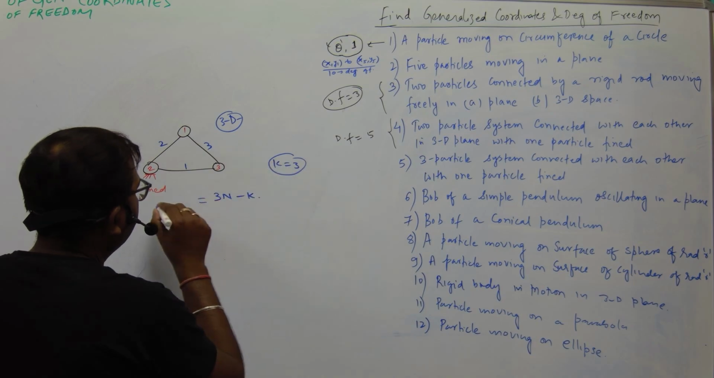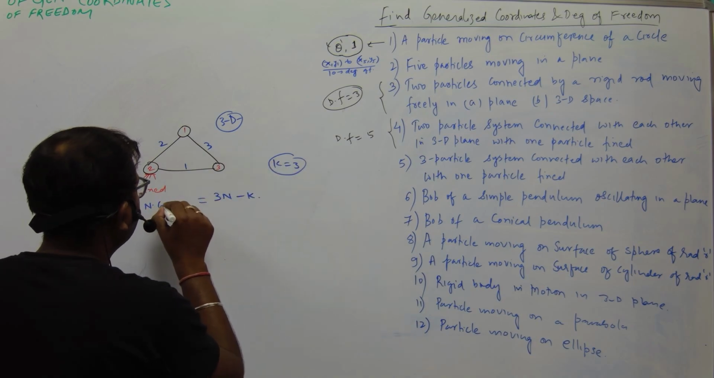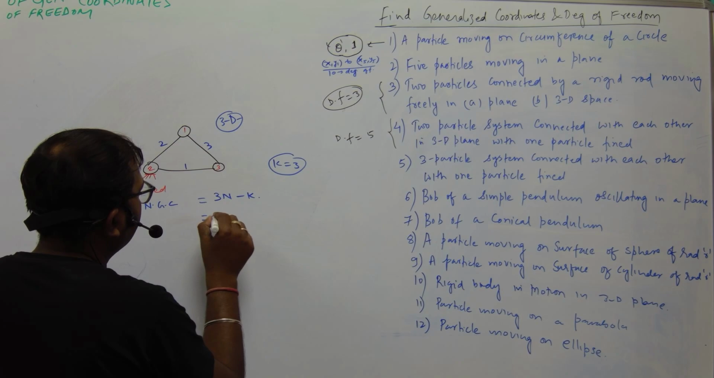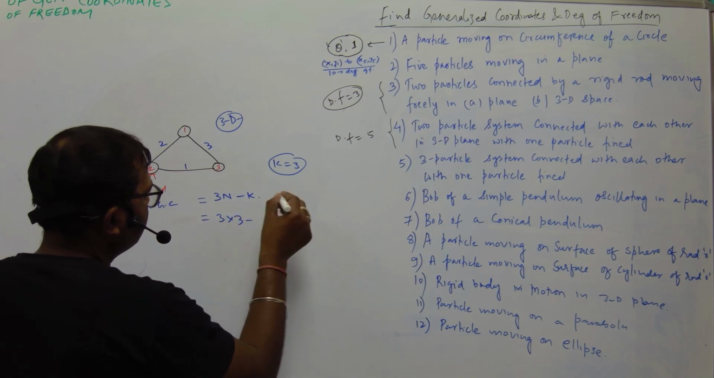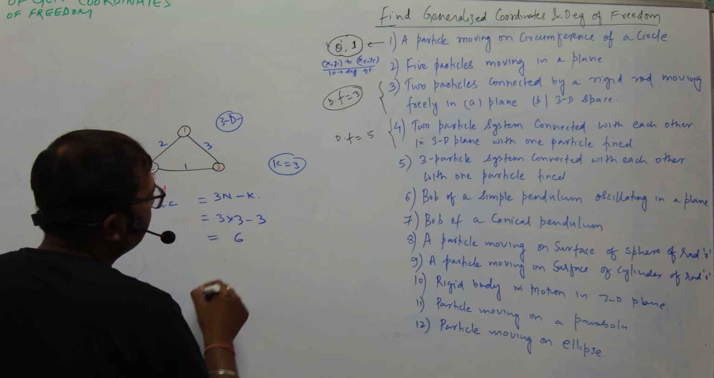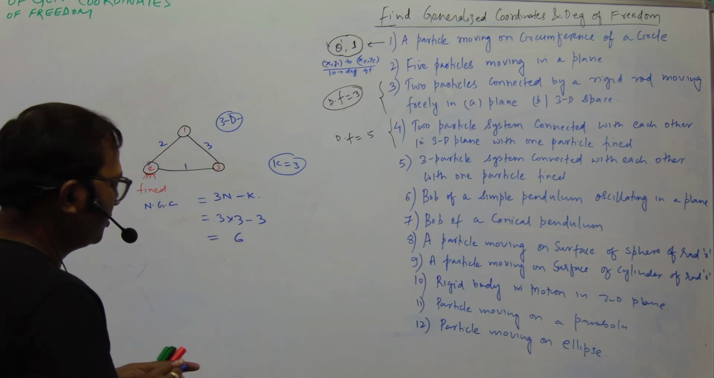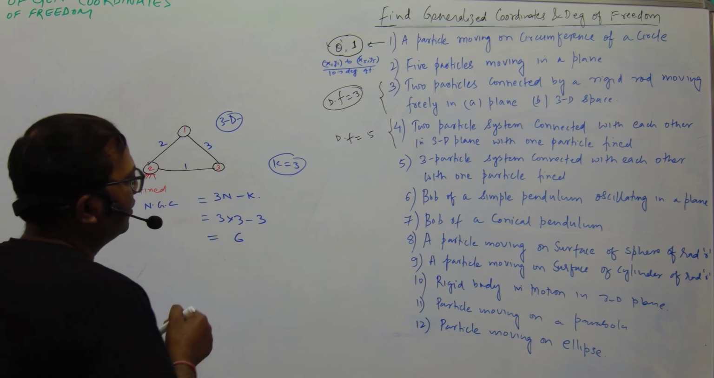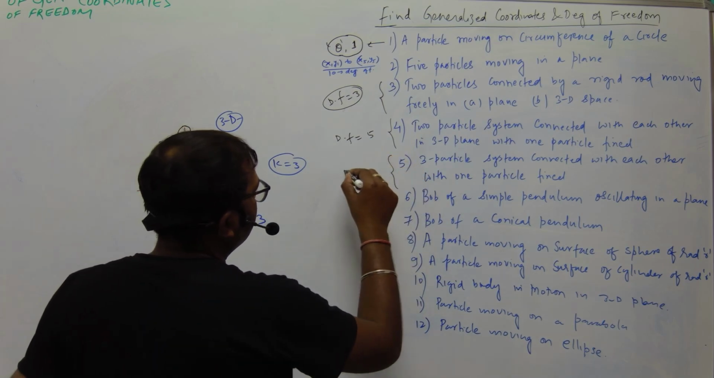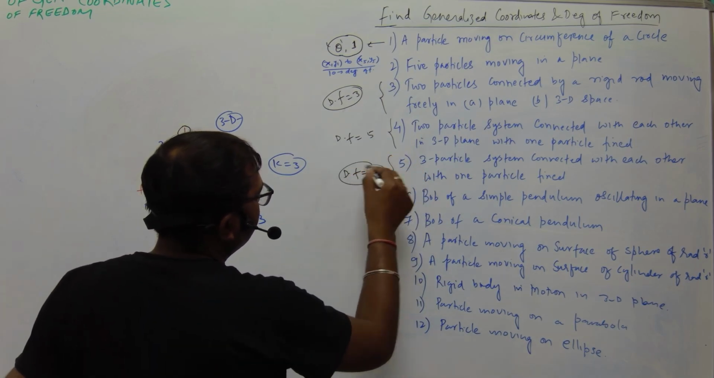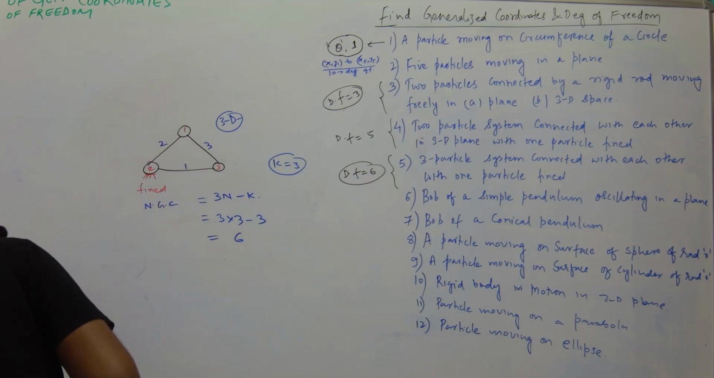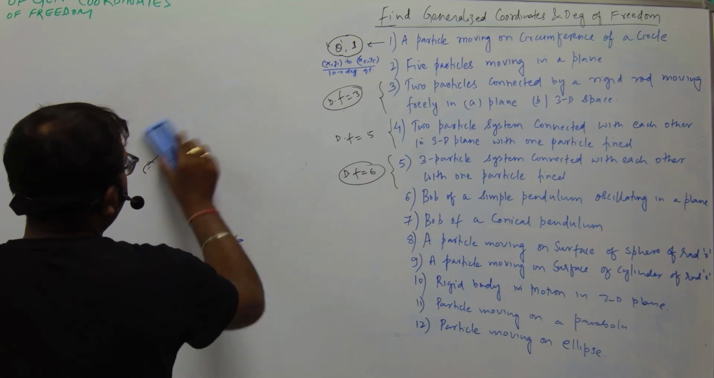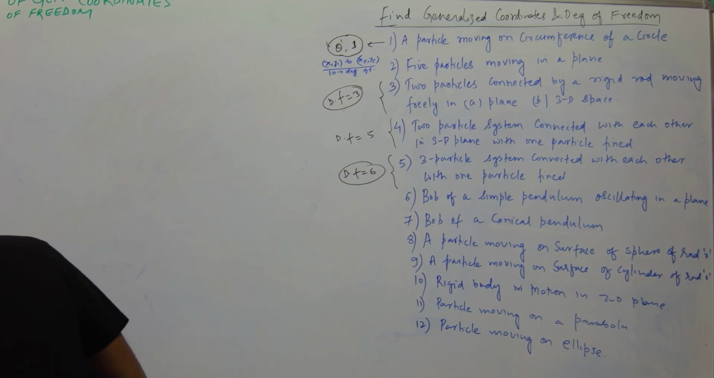So we have k is equal to 3 here. So the number of generalized coordinates is equal to 3 times the number of particles, which is 3, minus the constraint, which is 3 here. So this is 6. So in this question number 5 we have the degrees of freedom as 6. Degrees of freedom is equal to 6. A bob of a simple pendulum oscillating in a plane. How can we find this? Let us take a simple pendulum.